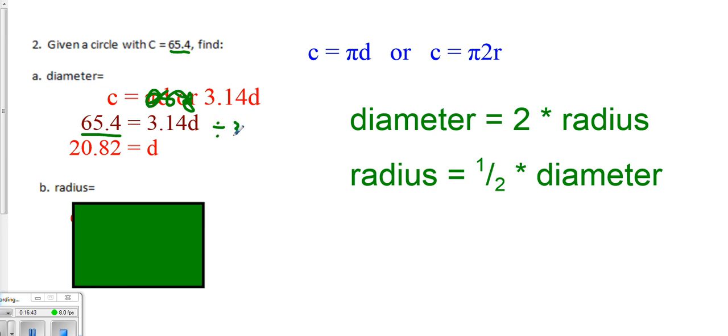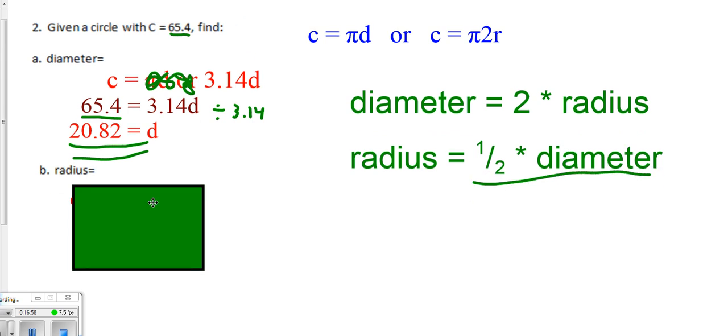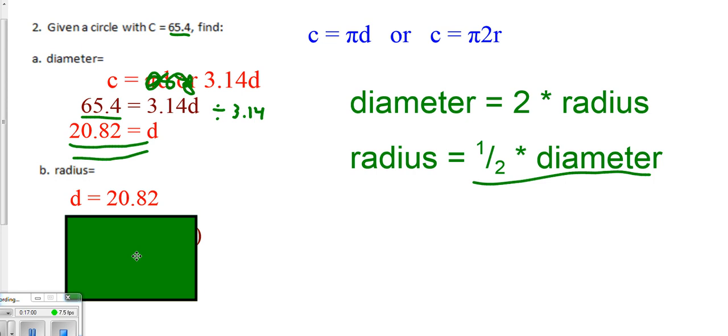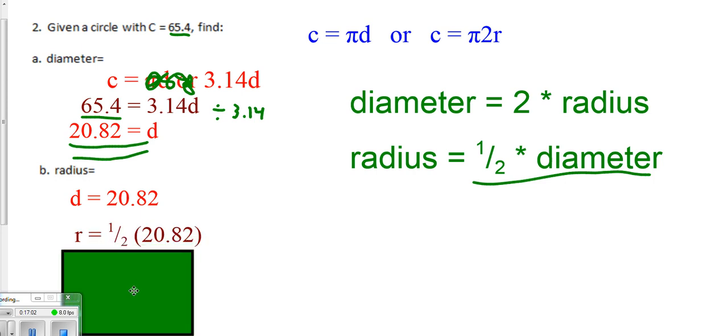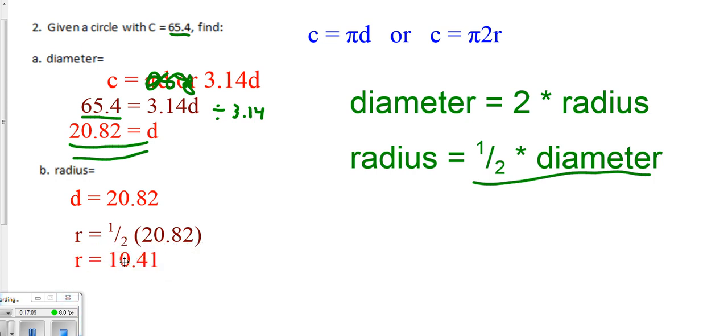Divide both sides by 3.14, and we get that the diameter equals 20.82. Once we know the diameter, then remember, the radius is just 1/2 of the diameter. So the radius, we'd start with the diameter. We know that the radius is 1/2 of the diameter, so the radius is 1/2 of 20.82. So the radius is 10.41. So now we figured out the radius and the diameter of that circle.